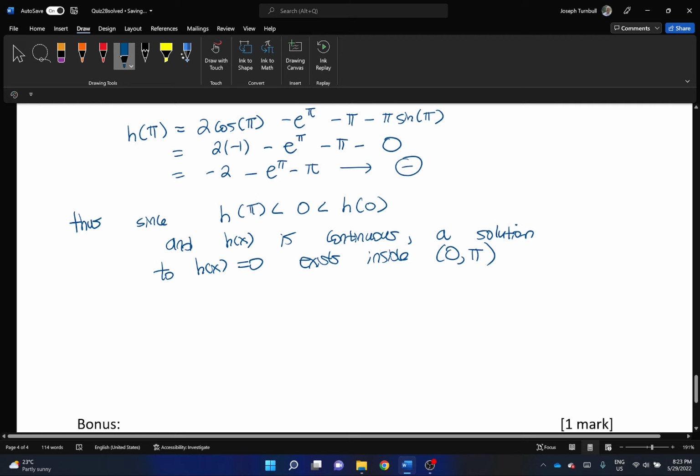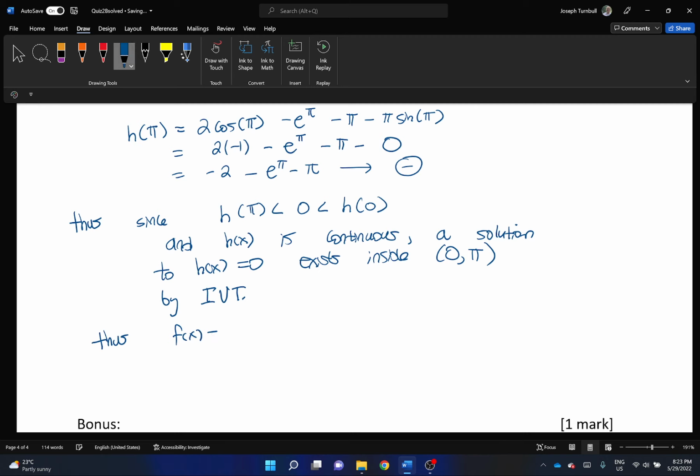Let's see. By intermediate value theorem, by IVT. Thus, f of x equals g of x inside 0 comma pi over 2.